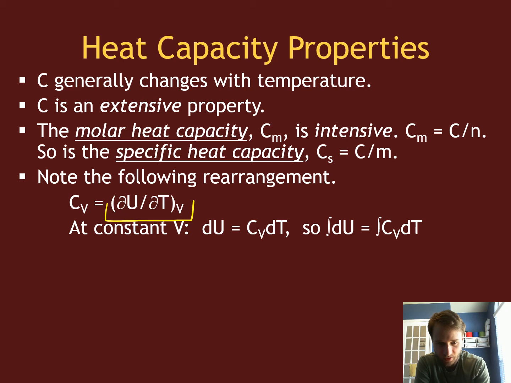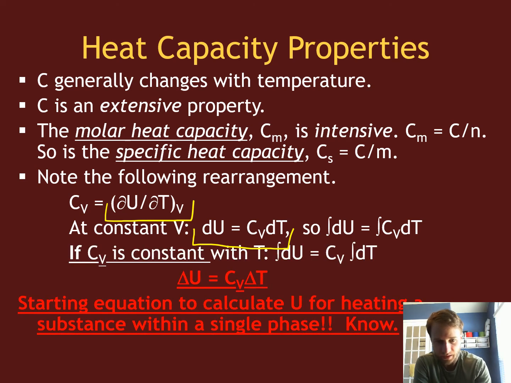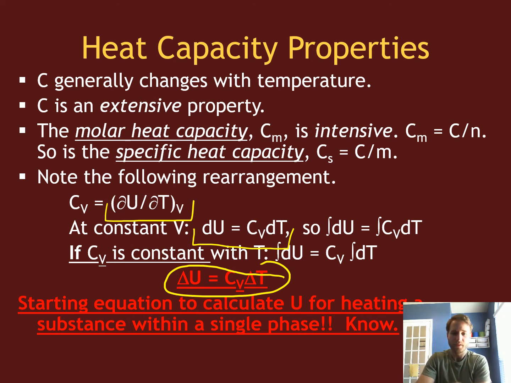Using that relationship, we can show at constant volume that dU/dT = Cv. Just multiply by dT on the other side, and you have dU = Cv dT. If Cv is constant with temperature, which we'll often assume, then this relationship is true: delta U is equal to Cv delta T. We've derived this assuming a constant volume process.